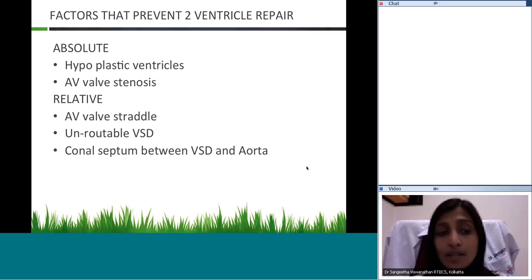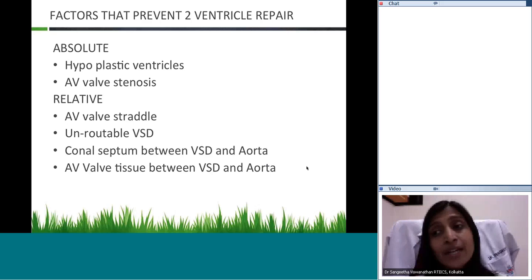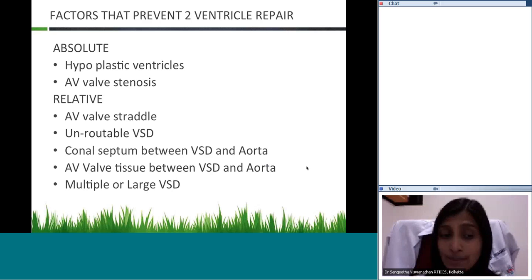Now, presence of conal septum between the VSD and the aorta, that is something that people can deal with fairly easily, so it can be resected most often, and it's usually not a problem. AV valve tissue between VSD and aorta is more of a problem, and that can be an issue and could prevent you from performing a biventricular repair.